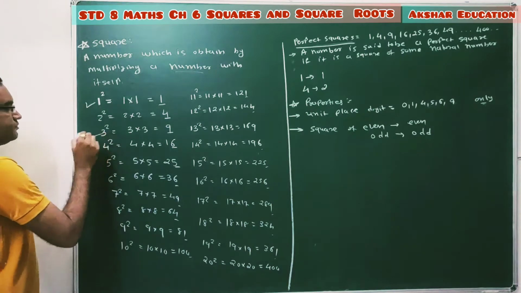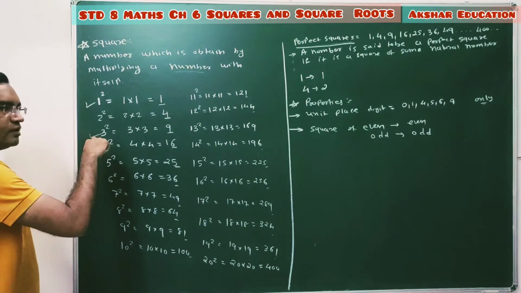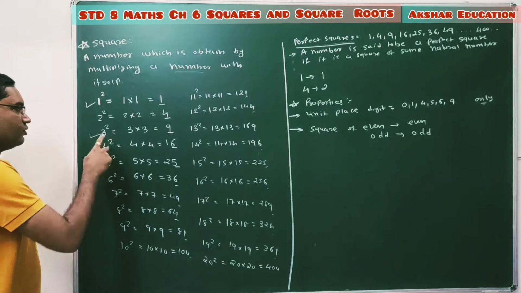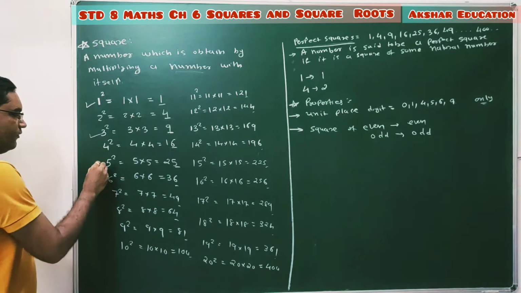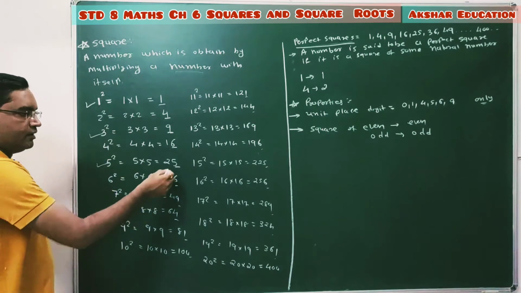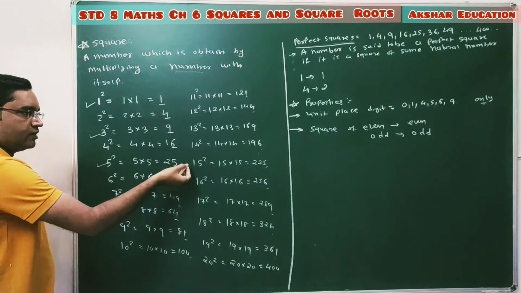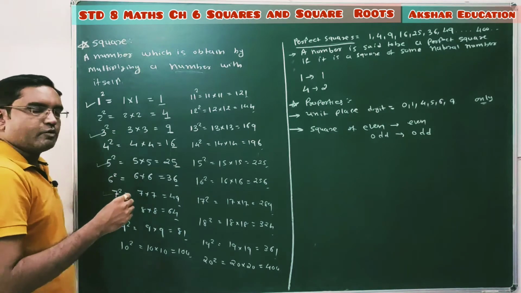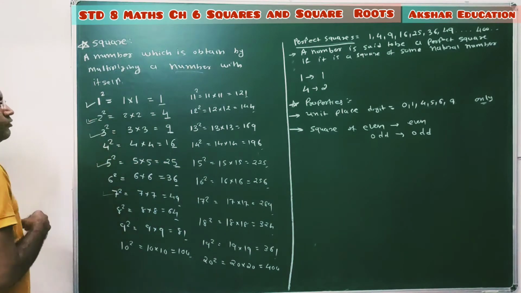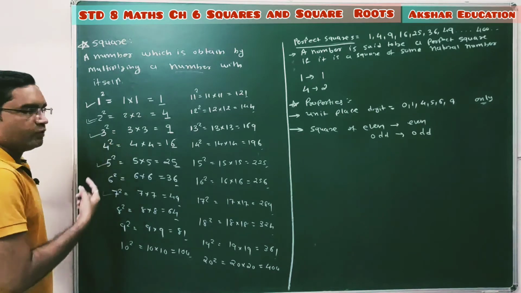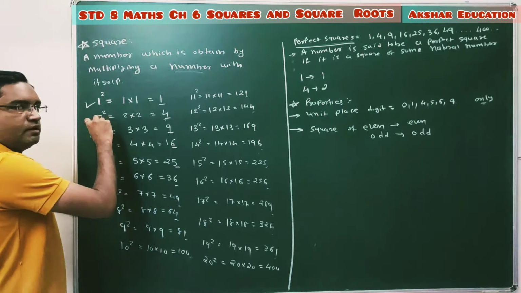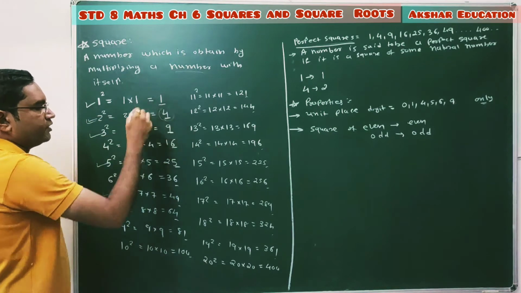For example, this 3. 3 is the odd number. What is the square of 3? 3 square is 9. So answer is 9. 9 is also odd number. So square of odd number is always odd number. 5 is the odd number. Therefore square of 5 is 25. Now unit place digit of this 25 is odd, so this number is also odd number. So this is the property, square of odd number is always odd number and square of even number. Suppose 2 is the even number. 2 even number है, तो 2 का स्क्वायर करेंगे, we are getting 4. So 2 is the even number, whose square is 4, which is also even number.